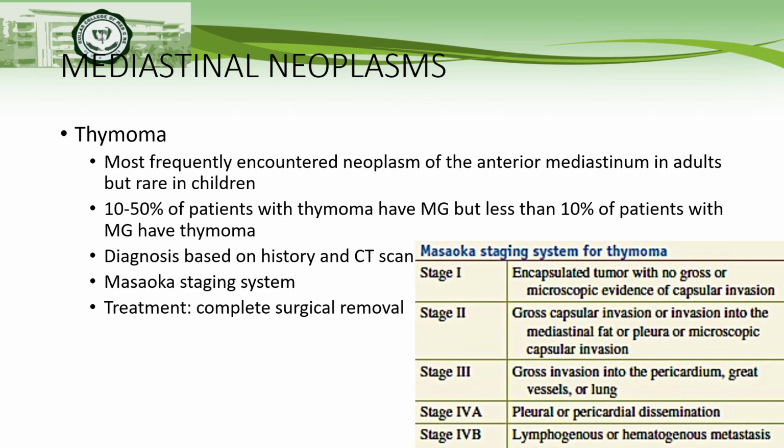So, that's stage 1. Stage 2, gross invasion of the capsule or into the mediastinal fat, or into the pleura, or if there is microscopic capsular invasion. Stage 3, there is invasion into the pericardium, great vessels, or the lung. Stage 4A, pleural or pericardial dissemination, and stage 4B, we have lymphogenous or hematogenous metastasis.